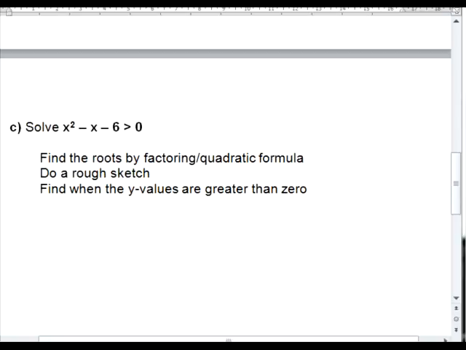So Matt, I'll let you factor this. What does x squared minus x minus 6 factor out to be? Okay, good. I hope you said multiply to -6, add to -1, so it's going to be -3 and 2. So it's going to be (x - 3)(x + 2) is greater than 0. My roots are going to be 3 and -2.